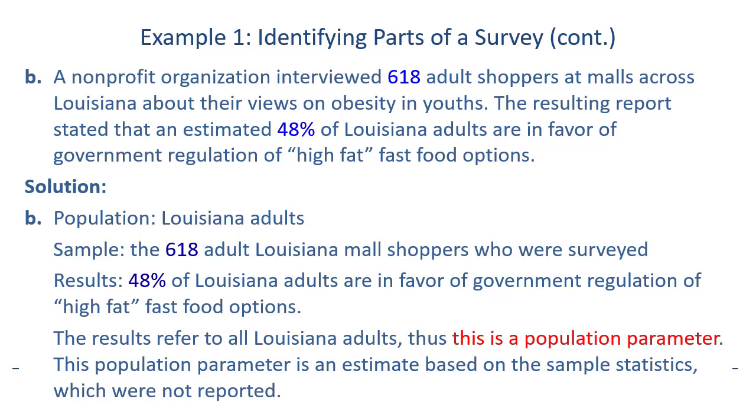Now, the 48%, that is really a sample statistic because they got that from their sample. Here they're saying it's a population parameter, but what they're not telling you is they used their sample to estimate what's happening in the population. So it's not really a true population parameter. It's an estimate of what the population parameter might be.